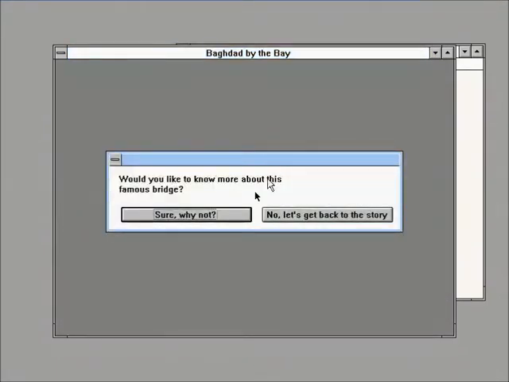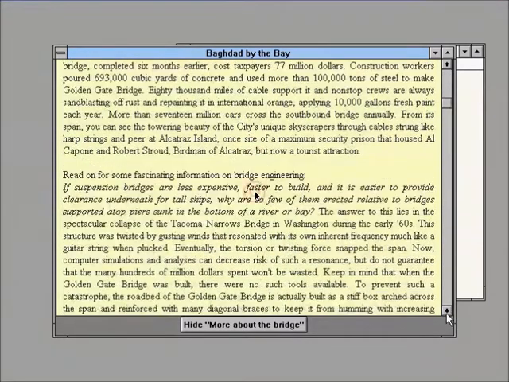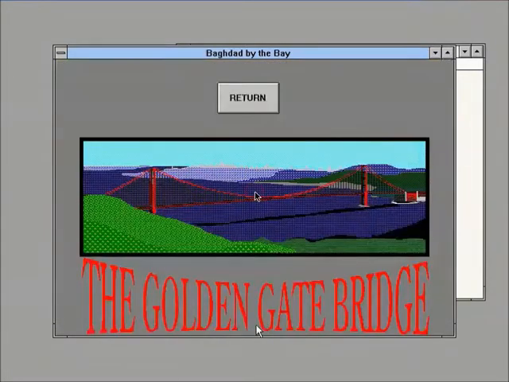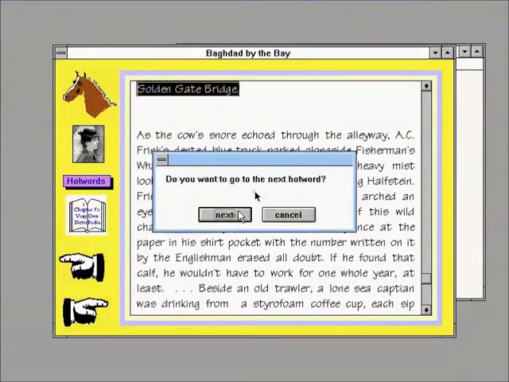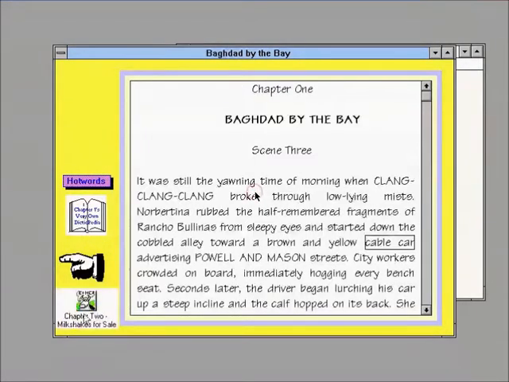I'd like to know more of this famous bridge. This text, of course. This music is just awesome. There are no more hotwords? Aww. This music is so awesome. And oddly enough, it goes on for what is not a short time.